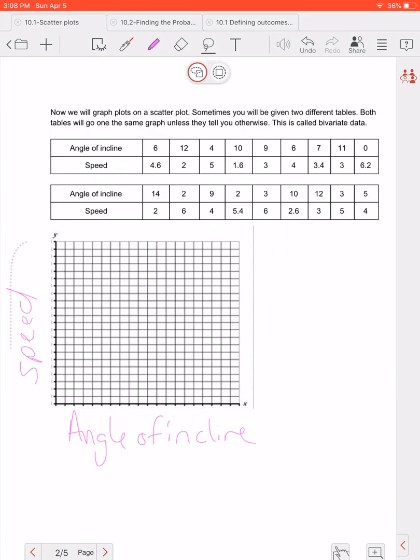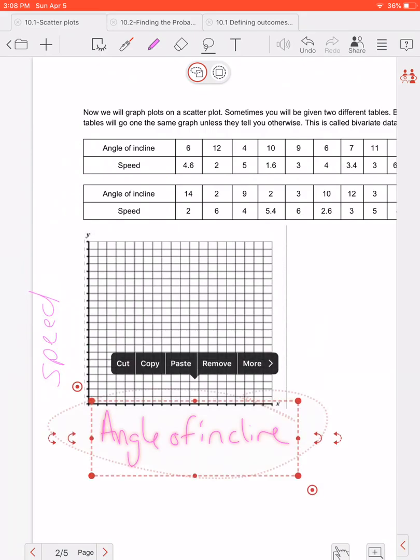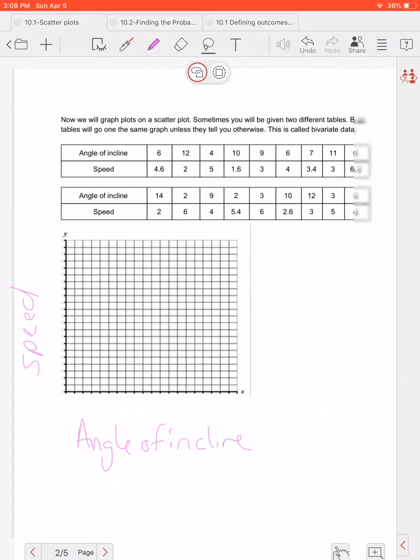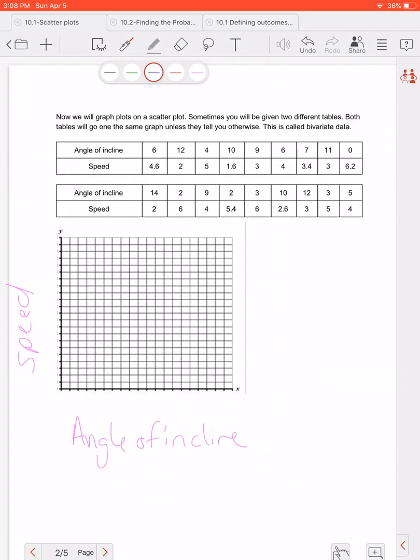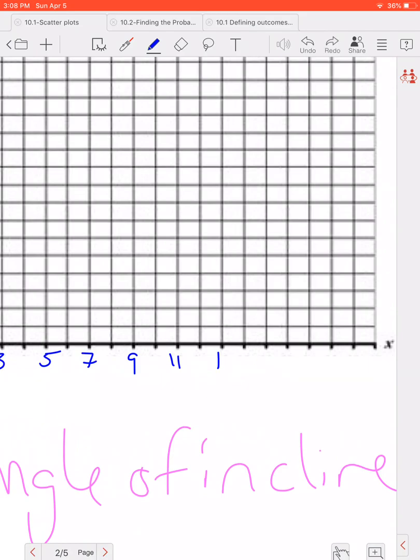I might need to move those out of the way here. Okay, now if I'm looking at my angle of incline, I'm going to do that in blue. I'm going to look at my smallest number. It looks like maybe 0 is my smallest number, and 14 maybe is my biggest. Yep, so it looks like I can count by ones down here, not too bad. So I'm going to do 1, 2, 3, 4, 5, 6, 7, 8, 9, 10, 11, 12, 13, 14, 15.